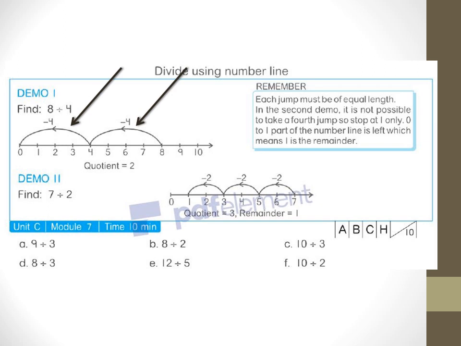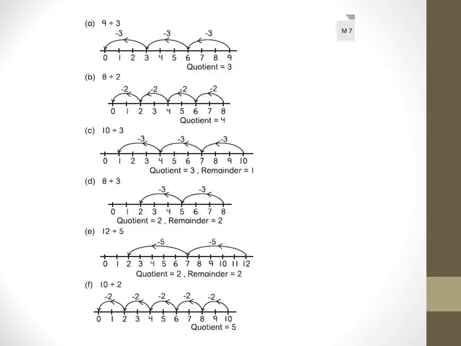Now I am showing you the answers. So these are the questions. Let us concentrate on question number D, 8 divided by 3. So first of all we drew a number line. Starting from 8 we subtracted 3 repeatedly. So we can subtract 3 repeatedly to only 2 times. So the quotient will be 2. After subtracting 3 2 times from 8, we reach the number 2. So the remainder is 2.